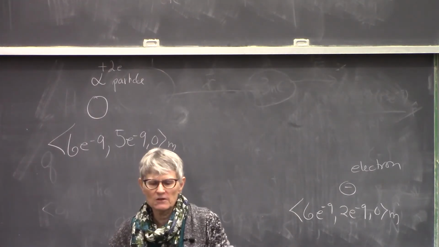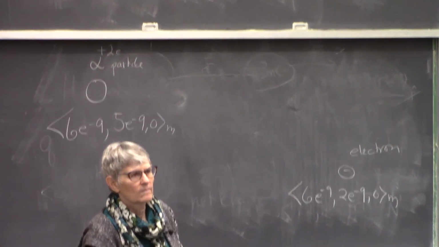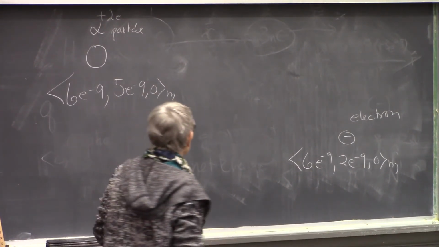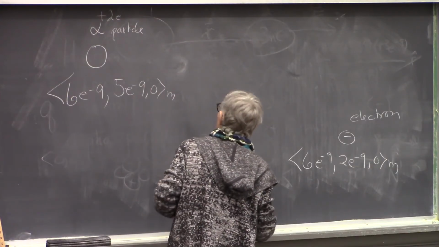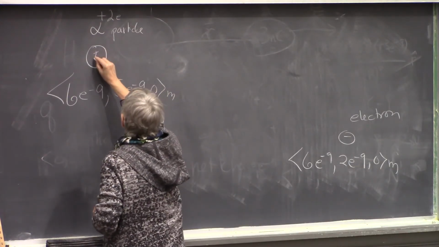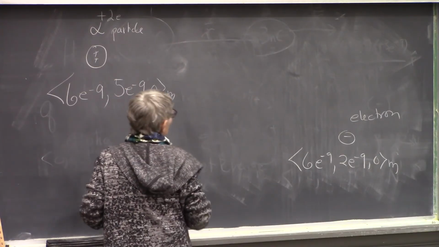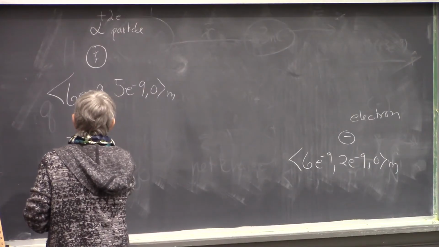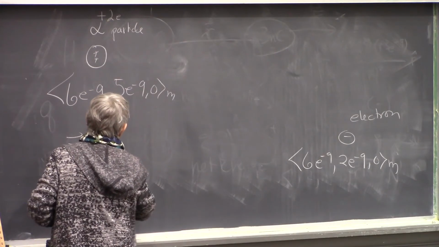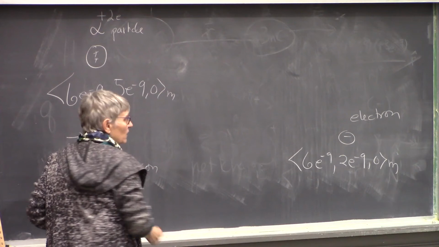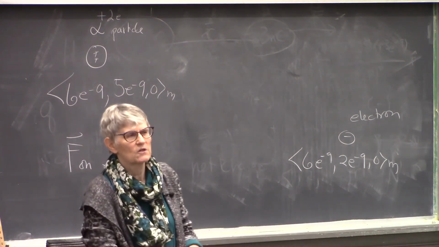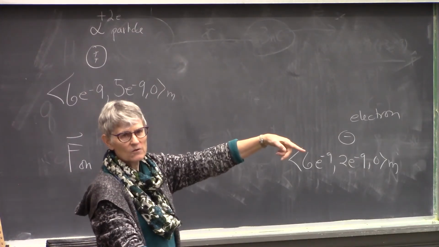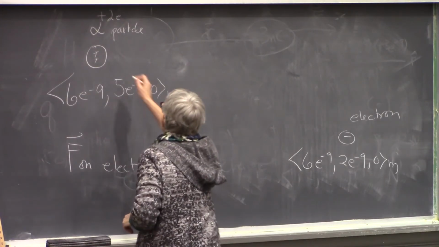So what's the first thing we need to do? Figure out R hat. Yeah, we need R hat. We need R. We need both of these things. So what direction does R go? We want the force on the electron due to the alpha particle. So which way does R go? Where does it start? It starts at the alpha particle, goes to the electron. So this is R.